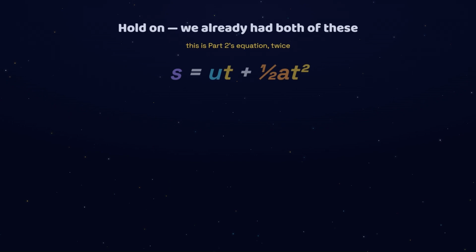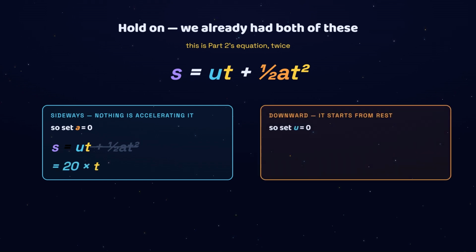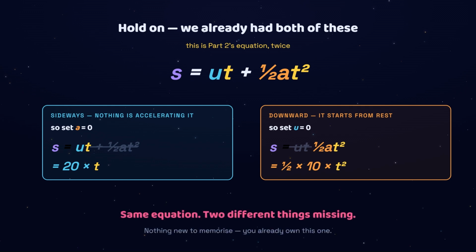Now notice something important. We didn't invent two different rules. They're both the same equation we learned in part 2. For the sideways motion, the acceleration is 0, so the acceleration term disappears. You're left with distance equals speed times time. For the vertical motion, the ball starts from rest, so the initial speed is 0. This time, the first term disappears. Same equation. Different quantities become 0. There's nothing new to memorize, you already know this equation.